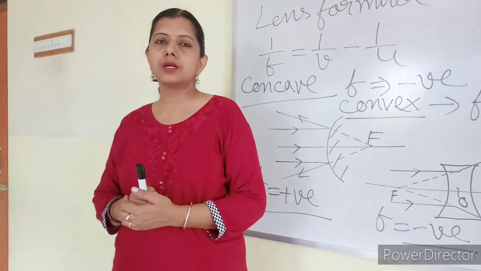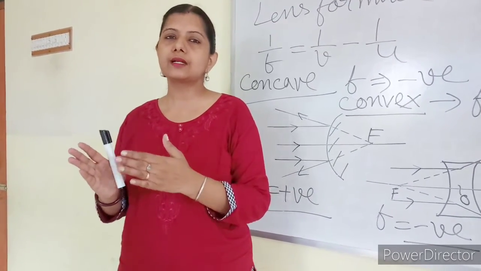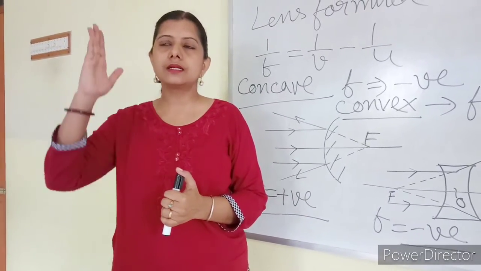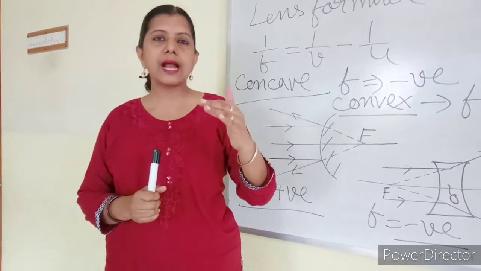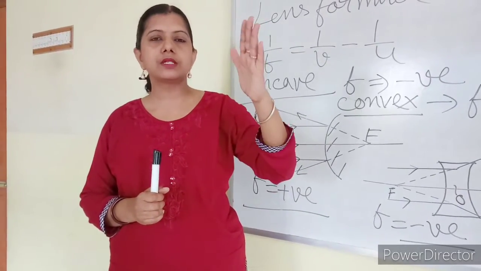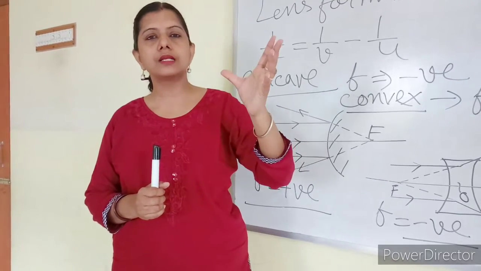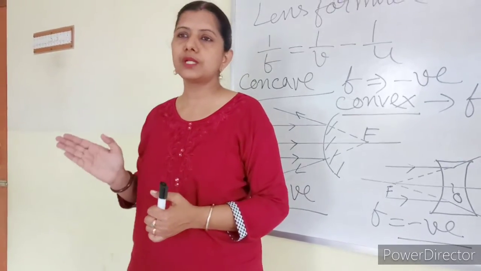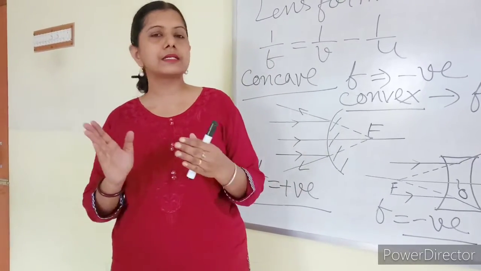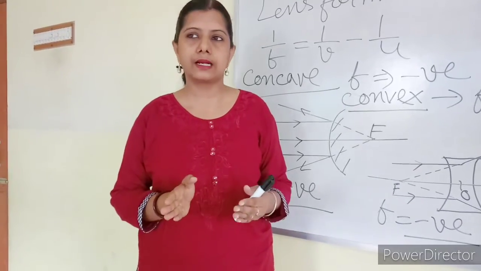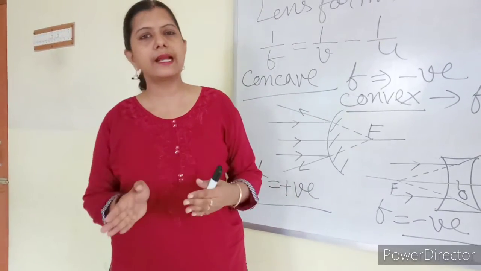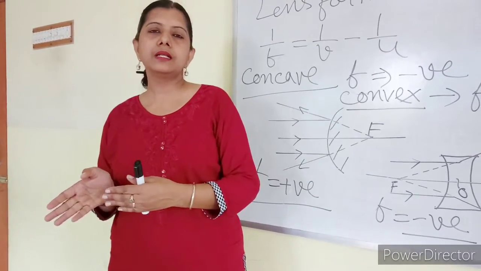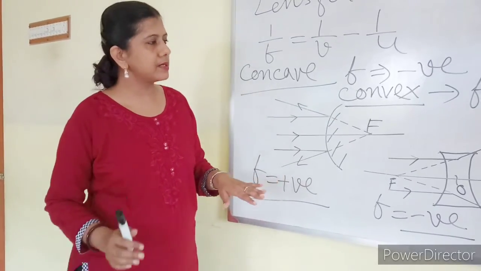Another thing you have to remember is whether the object is erect or inverted. Erect means it is straight, so in that case we say it is positive. When we write down the height of the object and image, if the height is taken as positive, that means it is erect. If the height is taken as negative, that means it is inverted.